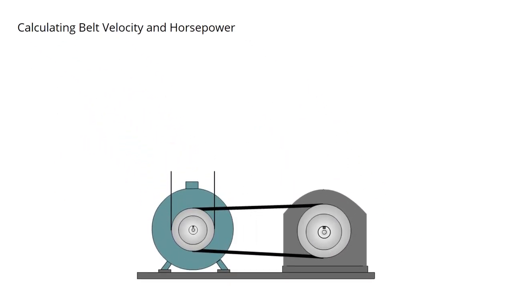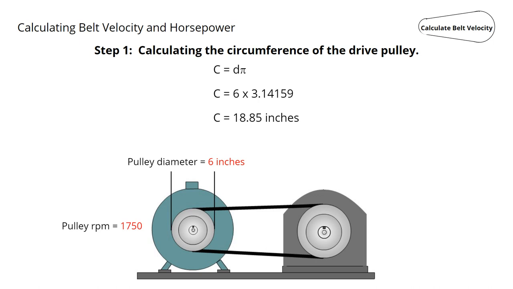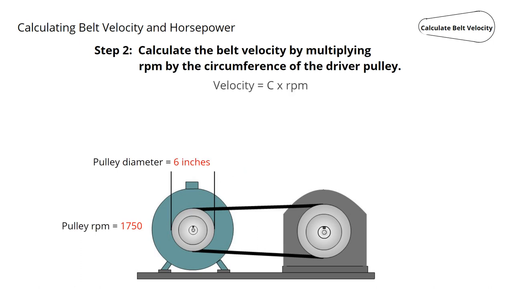Calculating belt velocity and horsepower. Step 1. Calculating the circumference of the drive pulley. In this example, the pulley diameter is 6 inches and the pulley RPM is 1750. Step 2. Calculate the belt velocity by multiplying RPM by the circumference of the driver pulley.